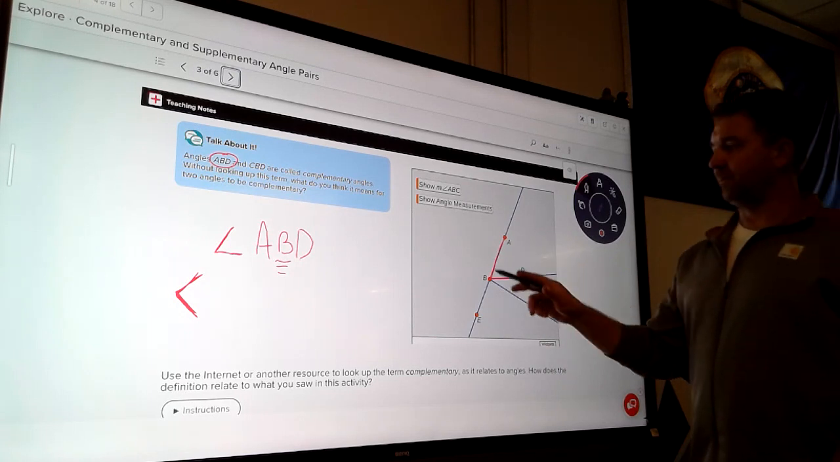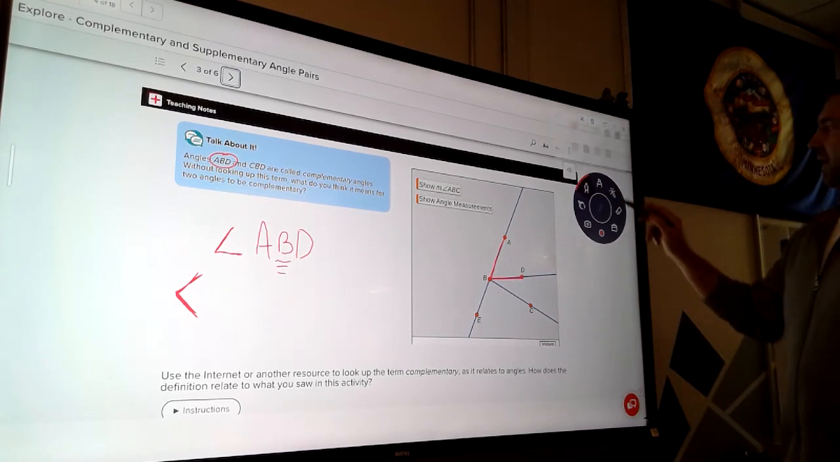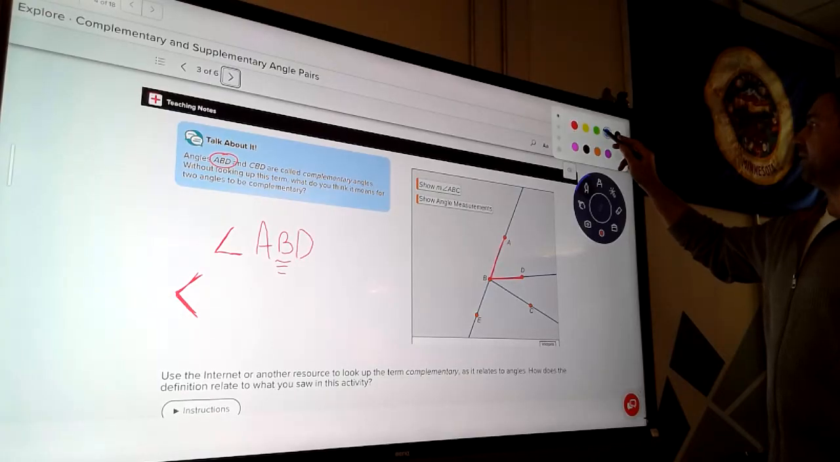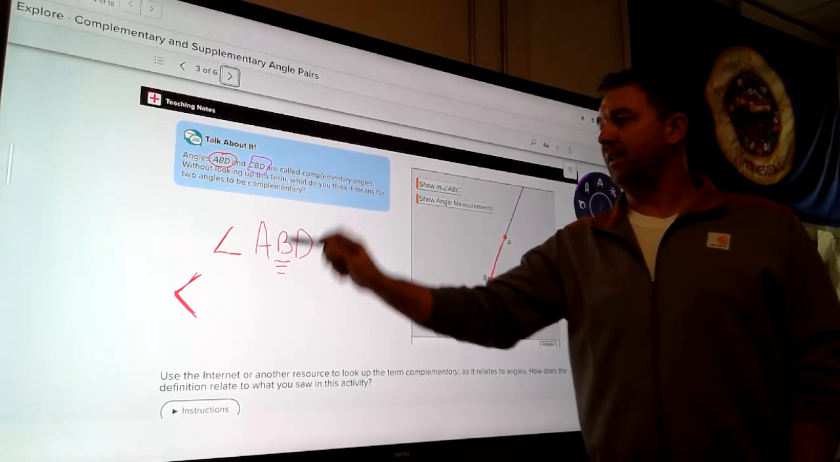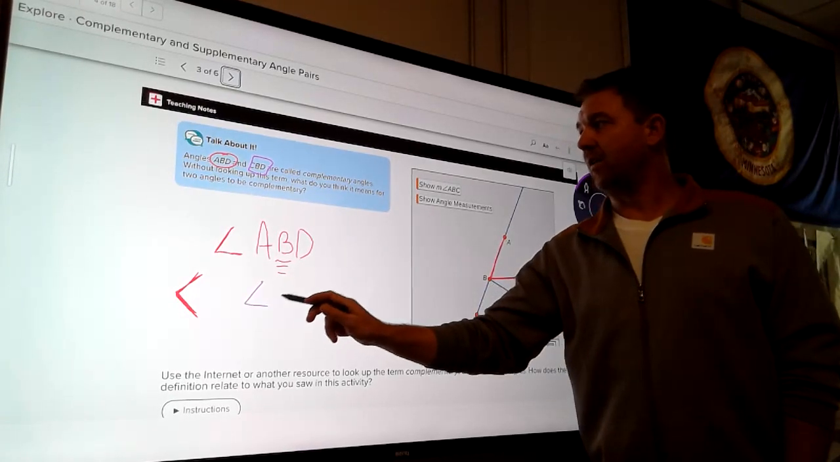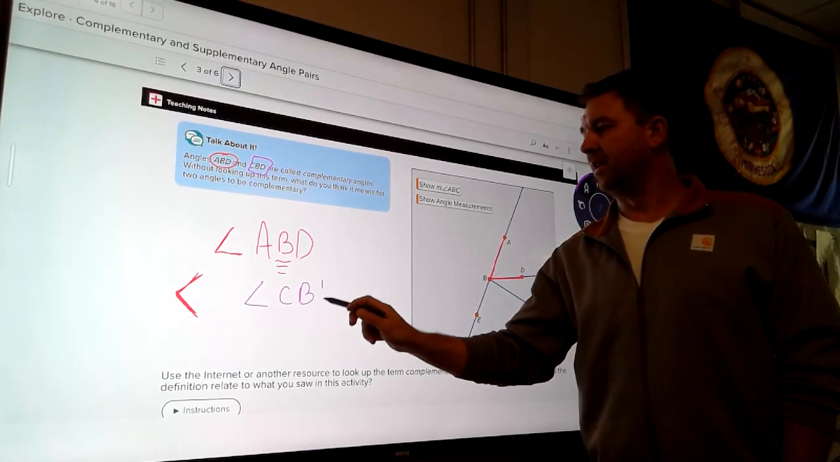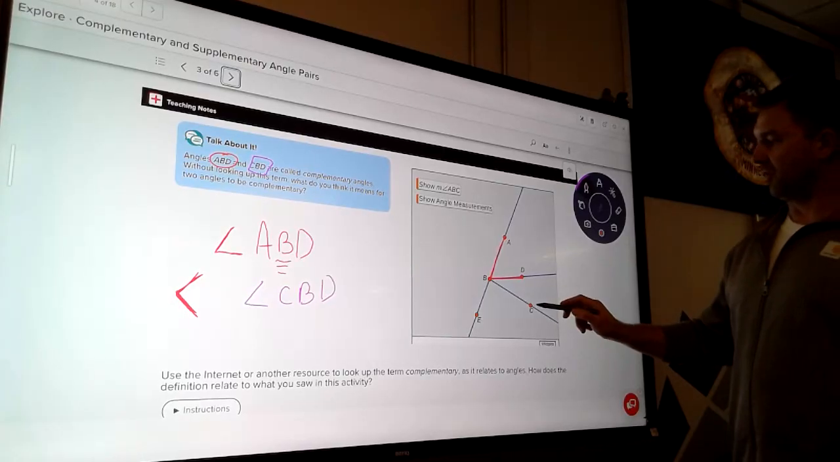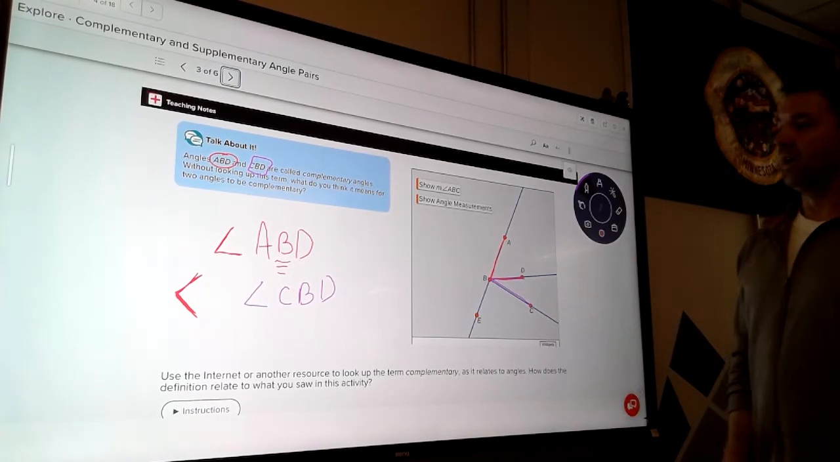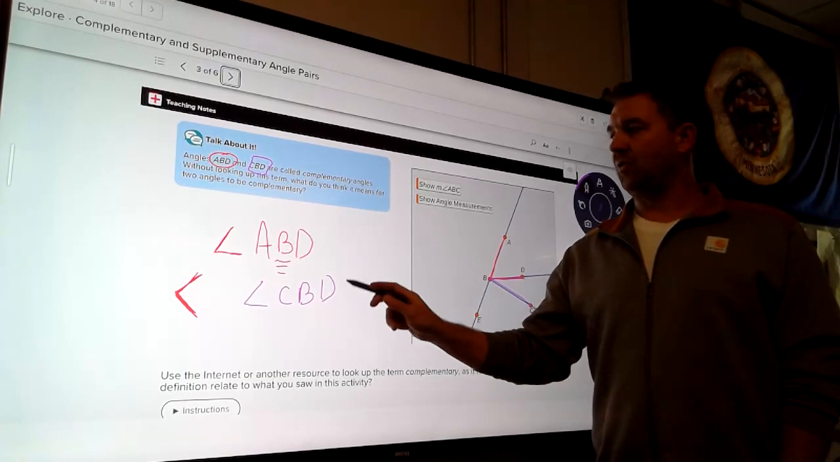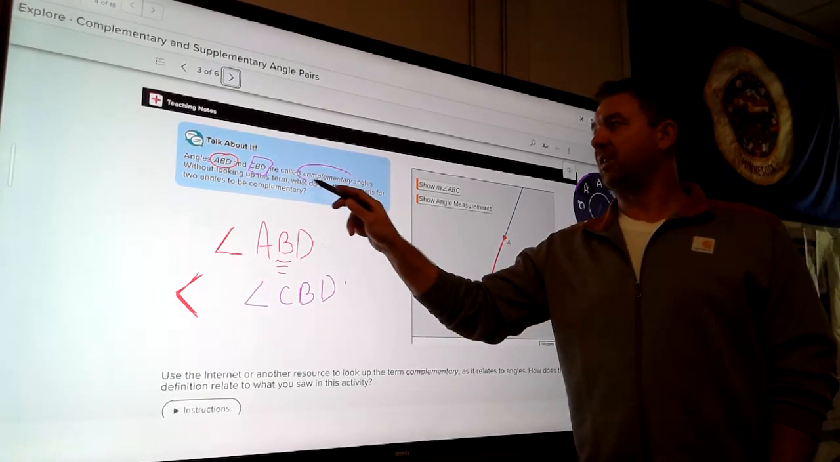So we look at that one, and then we're going to look at the other one that they told us, which happens to be, I'm going to use purple here, CBD. So then angle CBD. Let's look at that angle. I'm going to go from C to B to D. Now, what they said is these two angles are complementary.